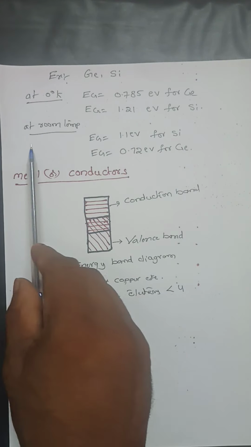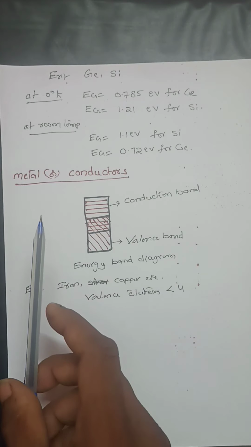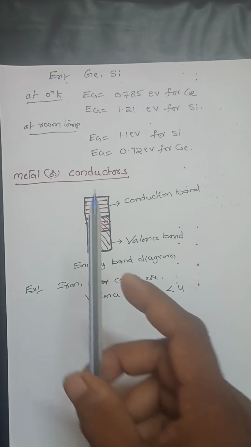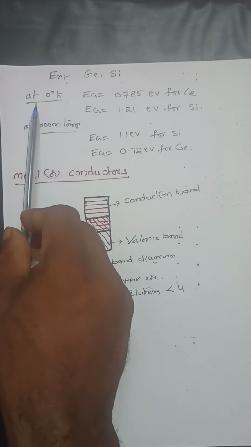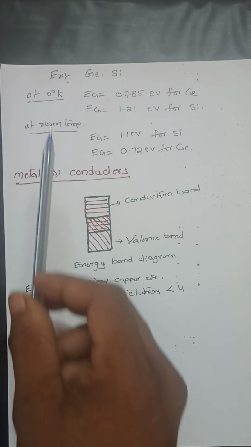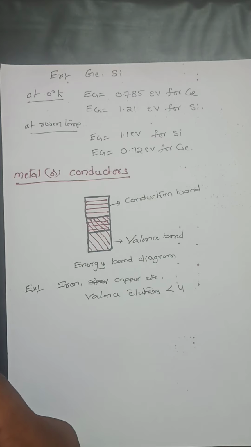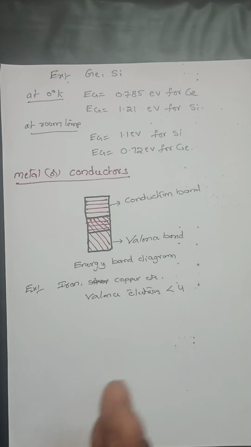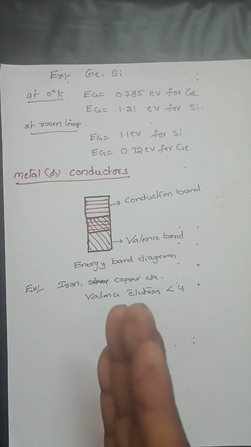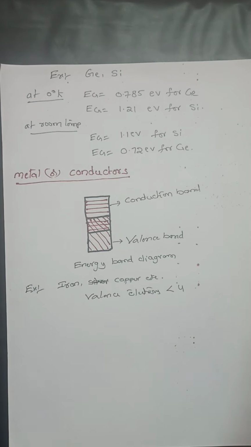So at room temperature semiconductors act as conductors, and at 0 degree Kelvin semiconductors act as insulators. So that's why these are known as semiconductors: sometimes they act as insulators, sometimes they act as conductors.